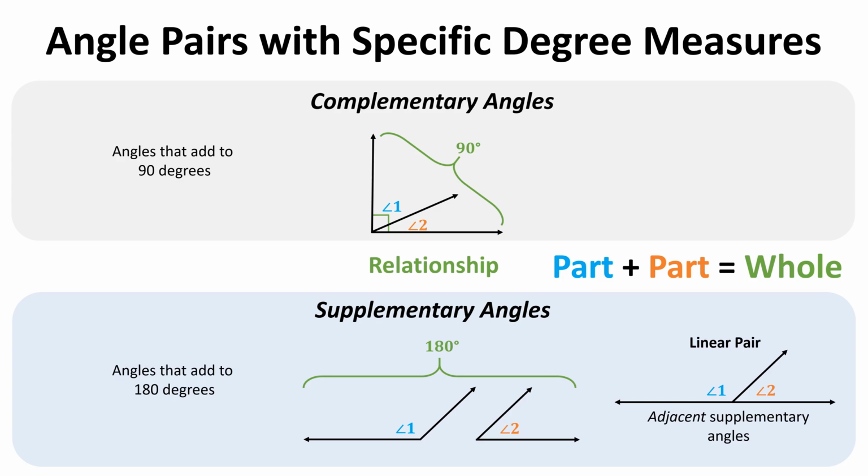If you were to write an equation, we would have for complementary angles that angle 1 plus angle 2 equals 90. For supplementary, angle 1 plus angle 2 equals 180. So these types of angle pairs are instances of the angle addition postulate. Part plus part equals whole.